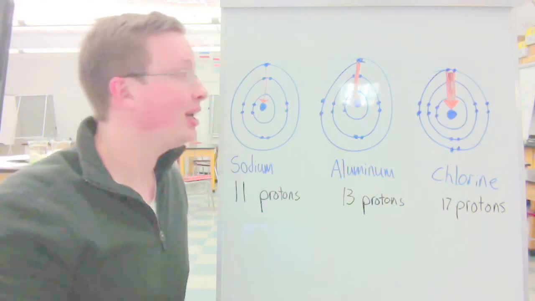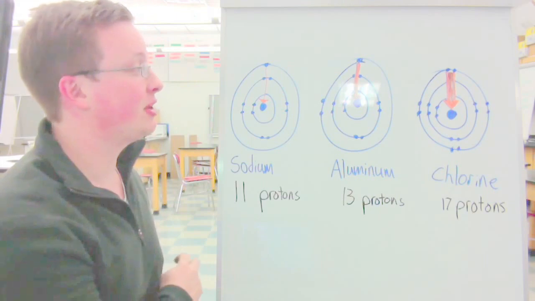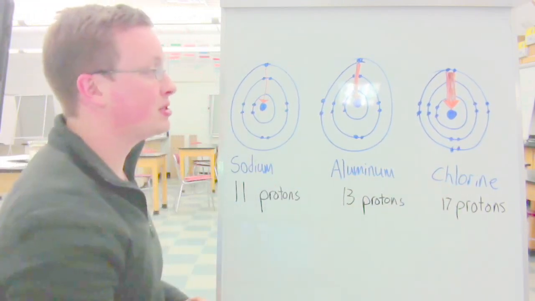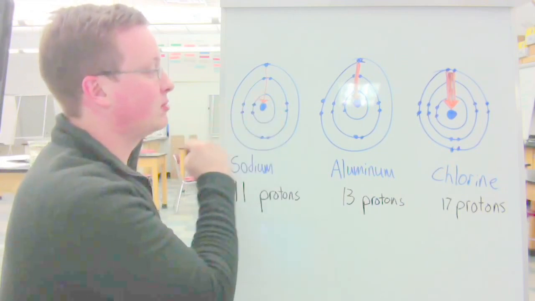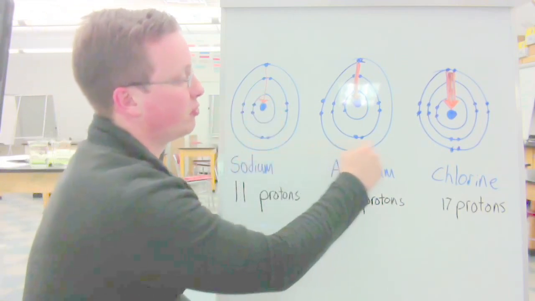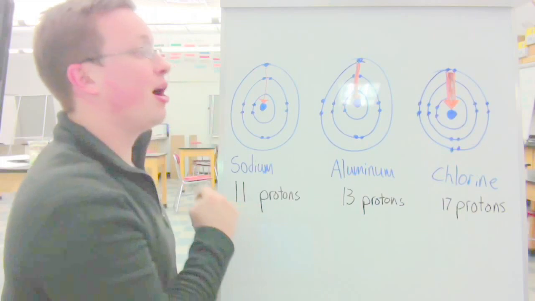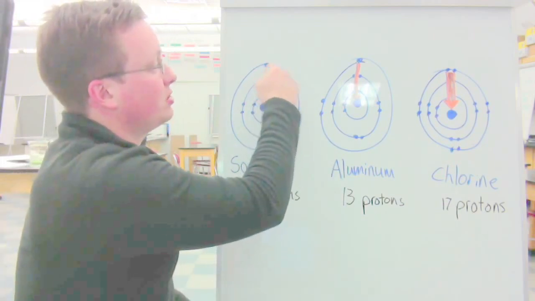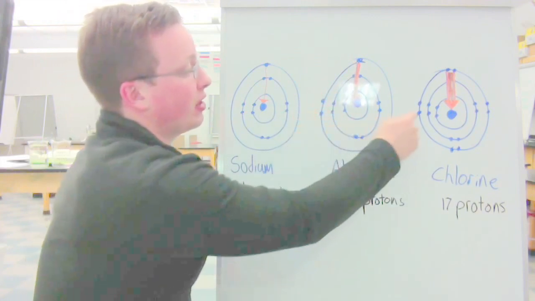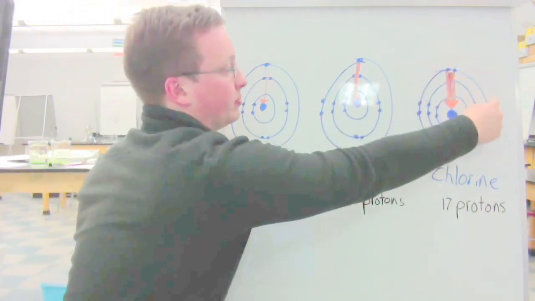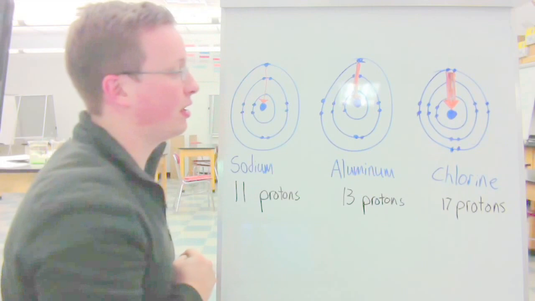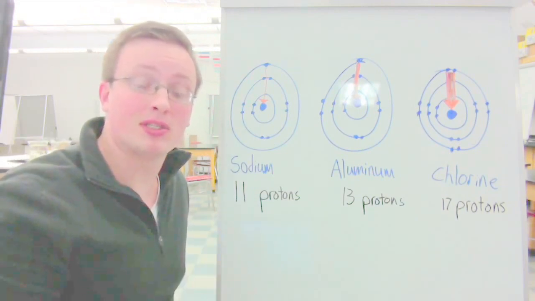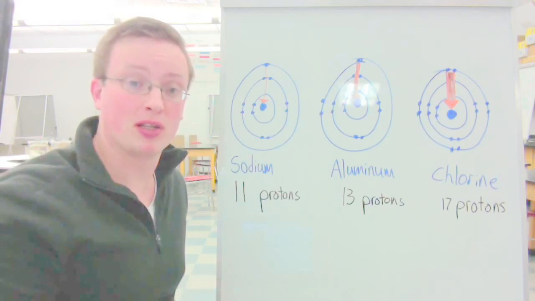Let's take a look now at how number of protons can affect Coulombic attraction in elements of similar size. Here I've drawn 3 different atoms: sodium, aluminum, and chlorine. Notice that all 3 atoms have the same number of rings. Also notice that they have different numbers of electrons on their outer ring. One of the things that we know is that all elements have different number of protons.